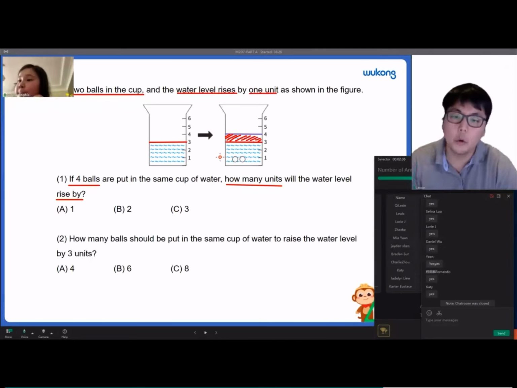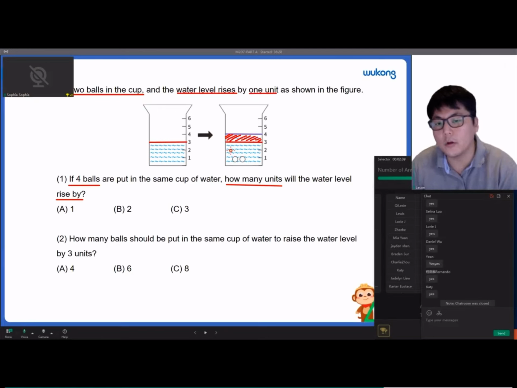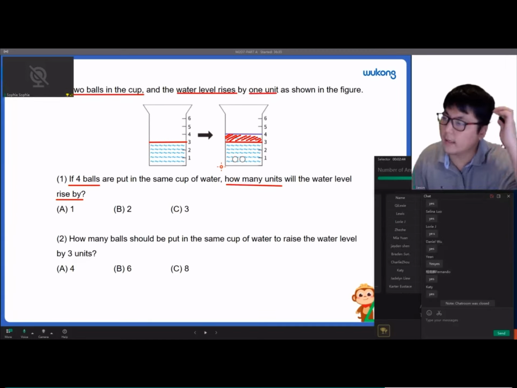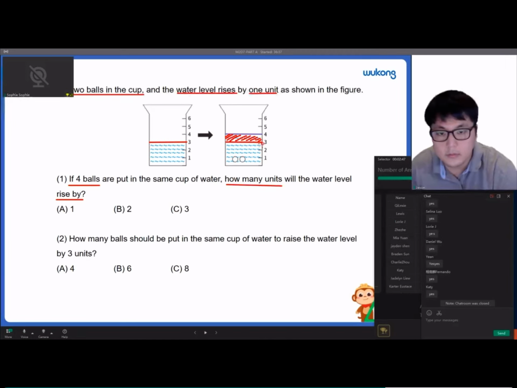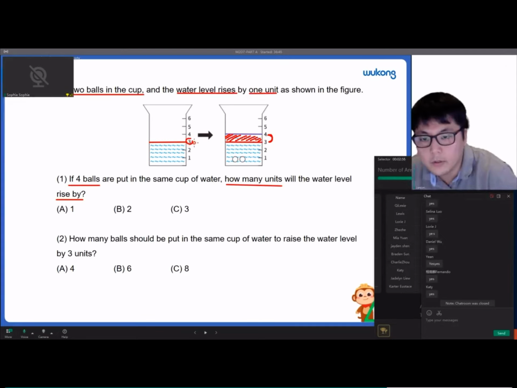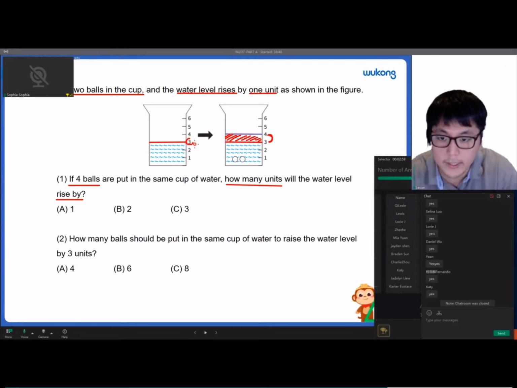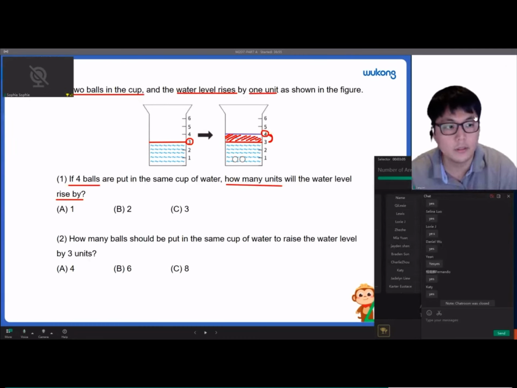So, Sophia, do you remember what happened if you put 2 balls inside the cup? What happened? The water would rise up. By how much? 2. So before, Sophia, the water level was at number 3. You can see it was at number 3. And after putting 2 balls inside, the water level is now at number 4. Do you see that? The 1. So you can see that if you put 2 balls inside, the number is 4. So how much did it go up by, Sophia?